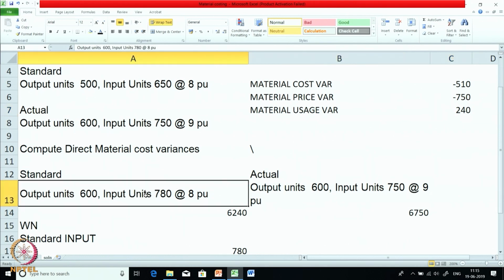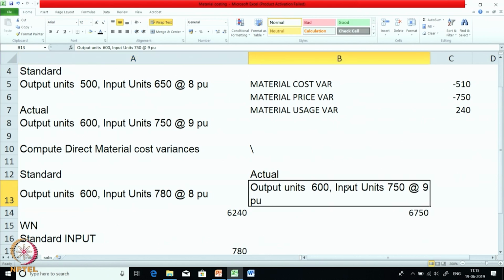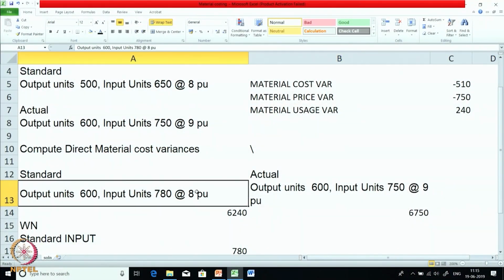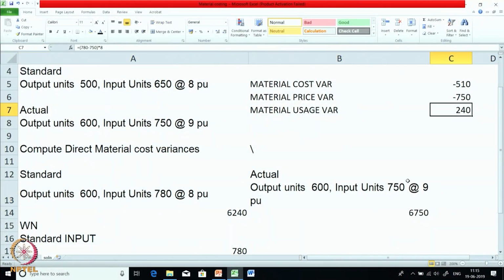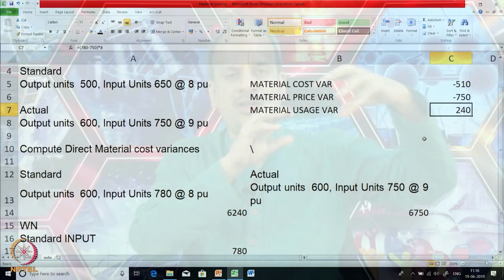So standard input is 780, actual input is 750. So the department could have used 780 units, but they have used only 750 units. So they have saved 30 units. So it is plus 30 in bracket into standard price, that is 8. So you get 240. Now just cross check it, plus 240 minus 750, you will get minus 510. So material cost variance is now broken down into price part and usage part. Have you got it?